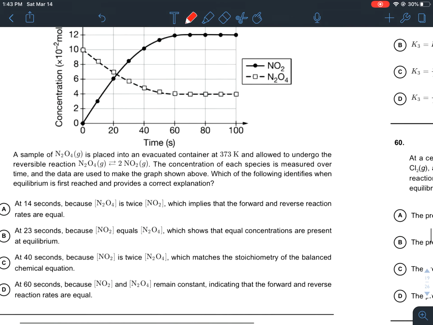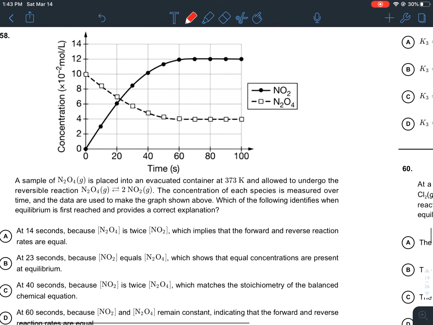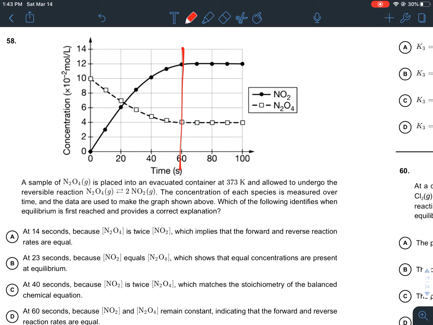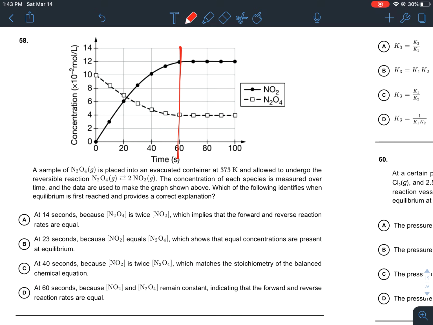58. All right, we reached equilibrium somewhere around 60. A sample of N2O4 is placed in an evacuated container at 373 degrees Kelvin and allowed to undergo the reversible reaction of N2O4 yielding 2 NO2. The concentration of each species is measured over time, and the data are used to make the graph shown above. Which of the following identifies when equilibrium is first reached and provides a correct explanation?